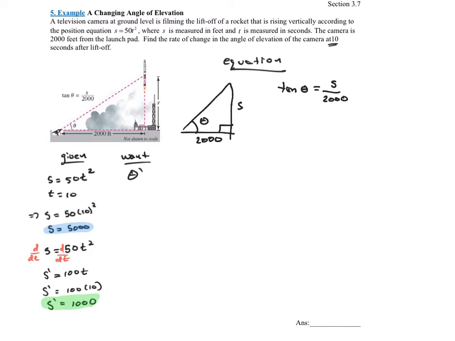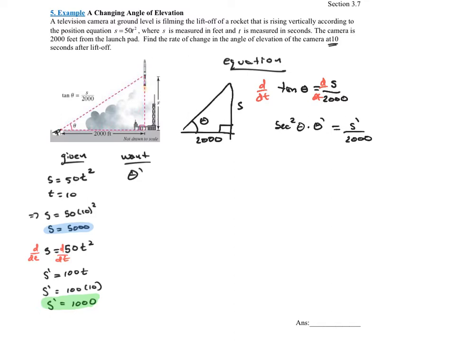Remember, I know what s is, and I know what s prime is. I do not know what theta prime is. So let's go ahead and differentiate with respect to t both sides of this equation. Well, what's the derivative of tangent? The derivative of tangent is secant squared theta, but remember now it's with respect to t, so I need the chain rule. I need to say theta prime, and that has to equal, well, the derivative of s is just s prime, and then the 2,000 is just a constant multiple, so that stays in the denominator, right? So it's s prime over 2,000.